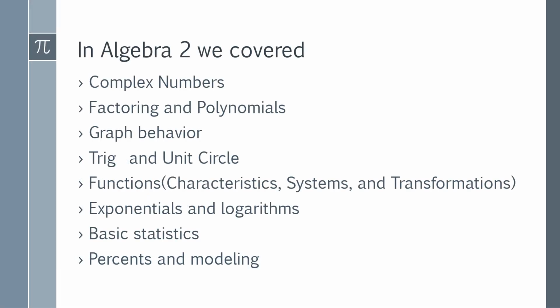So look, in Algebra 2 we cover complex numbers, factoring polynomials, graph behavior, unit circle and trig, functions dealing with characteristics, systems and transformations, exponentials and logarithms, basic statistics, percents, and modeling. This is what we covered in this school year.